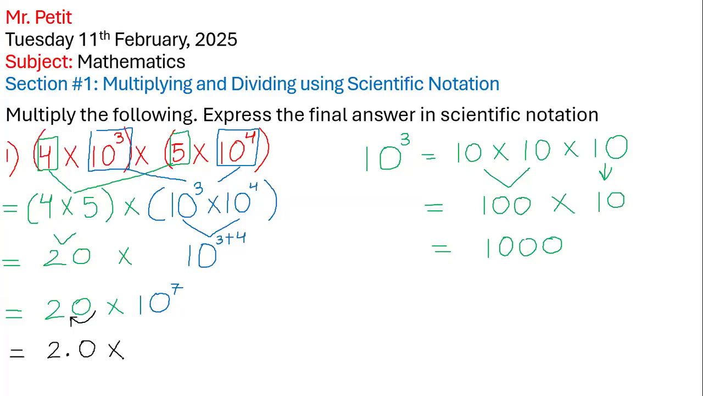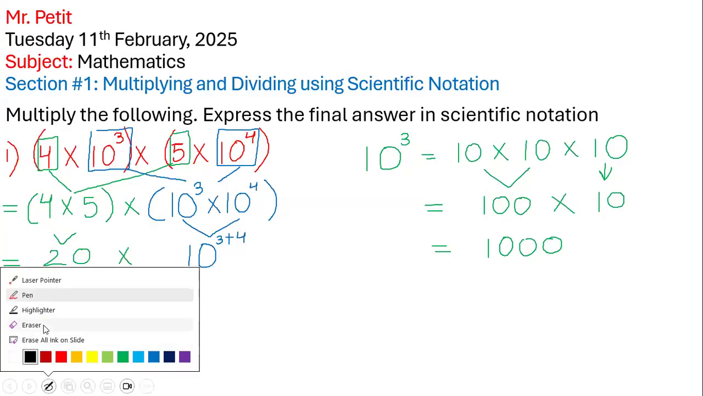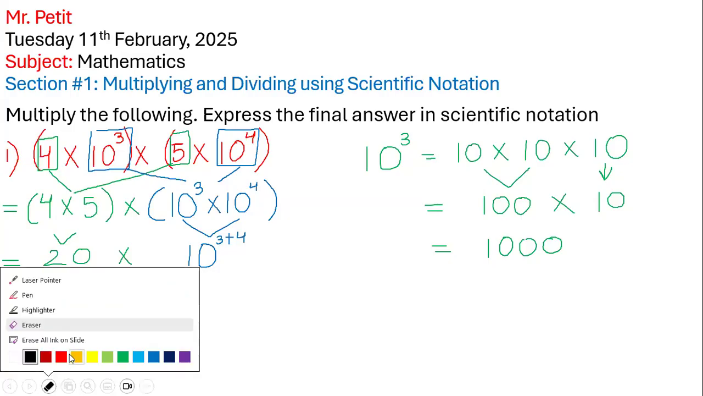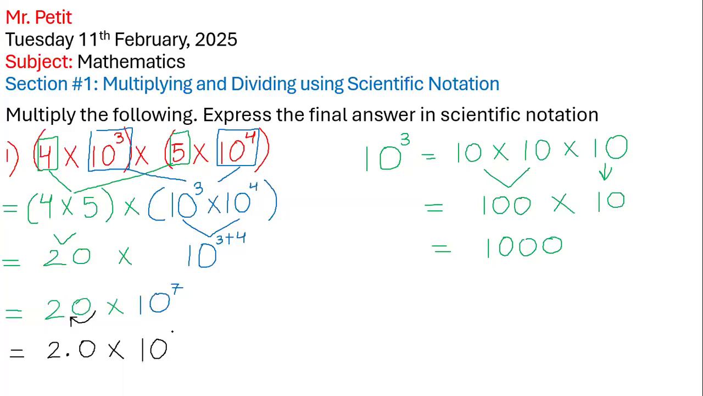The cost for doing that is I have to add 1 to the power. So it's 7 plus 1, which is 8. Why do you have to add 1? That's the cost of doing business. If I move the decimal point over, I automatically have to add 1 to the 7.